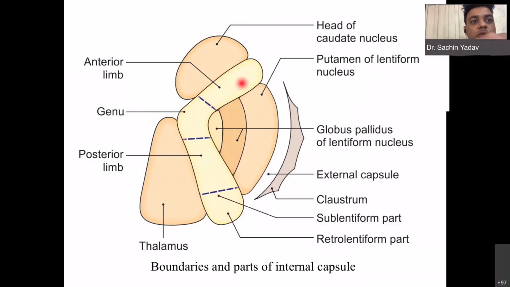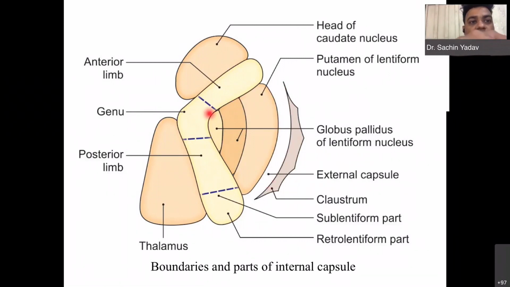Medial, or anteromedial, to the anterior limb is the head of the caudate nucleus, which is part of the basal ganglia. Medially to the posterior limb it is the thalamus, part of the diencephalon. On the lateral side is the part of the basal ganglia including the putamen and globus pallidus, both inner and outer segments. Most lateral to the globus pallidus and putamen, that is the lentiform nucleus, is the external capsule.